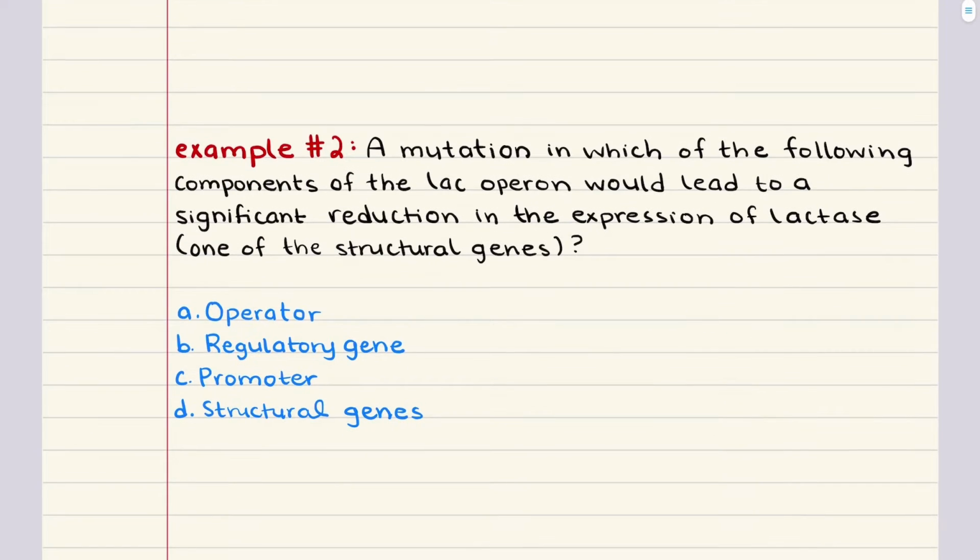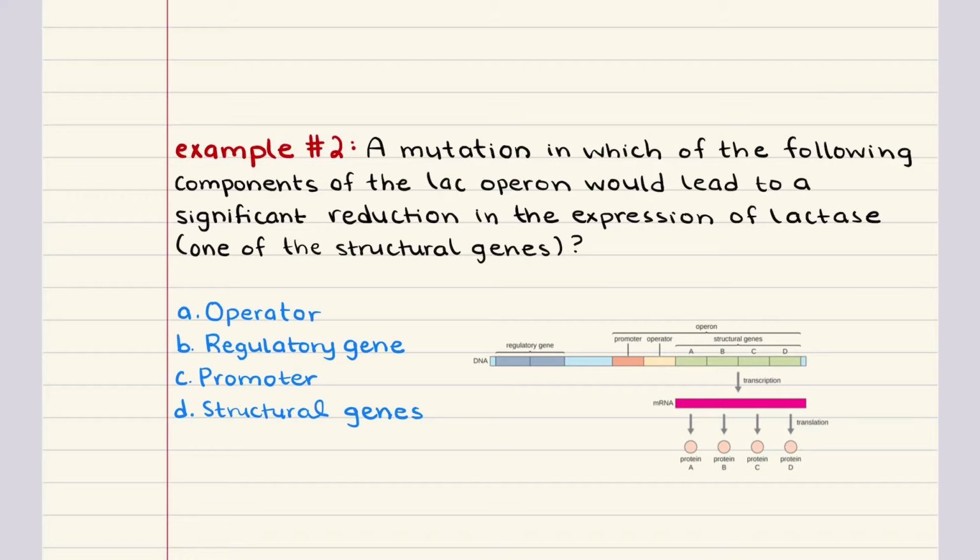Problem 2 says, a mutation in which of the following components of the lac operon would lead to a significant reduction in the expression of lactase, one of the structural genes. Let's again work through the answer choices. A says the operator. Now, a mutation here might actually increase gene expression if it prevents the repressor from binding. So that wouldn't reduce expression. So A is not correct.